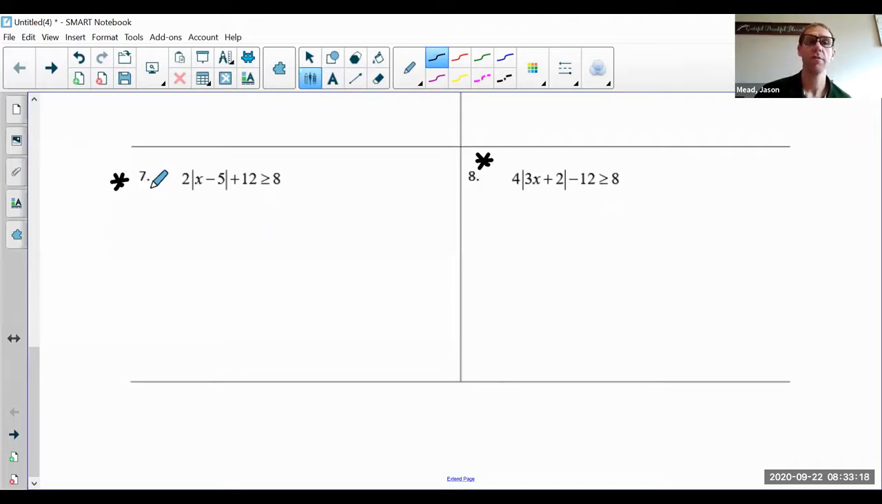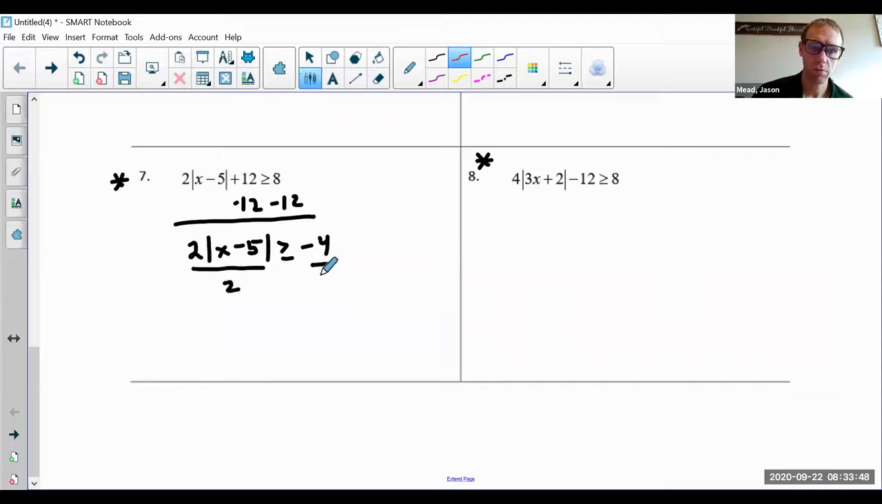So problem 7, the first thing that we would do, remember from the video, hopefully we prepared ourselves by watching the video last night or over the weekend, but we're going to subtract 12 from both sides because we want to isolate the absolute value. So now we have 2 times the absolute value of x minus 5 is greater than or equal to -4. And then we want to divide both sides by 2 because then that'll get the absolute value by itself. So now we have x minus 5 inside the absolute value is greater than or equal to -2.